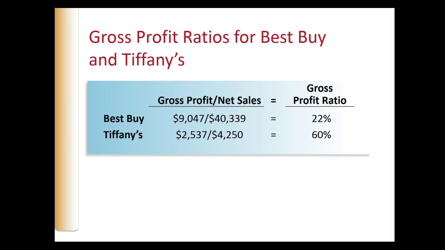So this slide shows the gross profit ratio for Best Buy and for Tiffany's. For Best Buy, that means that for every dollar of net sales, the company spends 78 cents on inventory, resulting in a gross profit of 22 cents. In contrast, the gross profit ratio for Tiffany's is 60%. We saw earlier that Tiffany's inventory turnover is much lower than that of Best Buy, but we see now that Tiffany makes up for that lower turnover with a much higher gross profit margin.